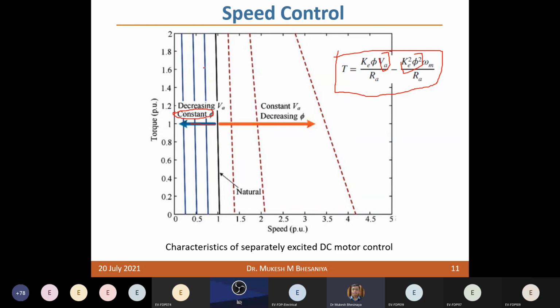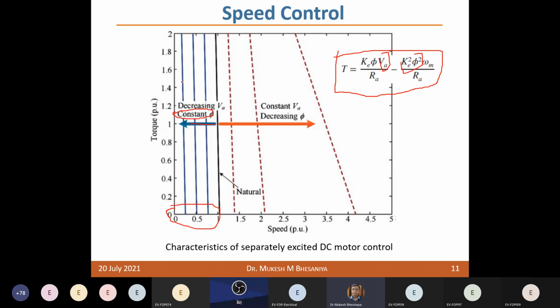So I hope this is clear, right? You will have a different torque speed characteristic. So at no load, you see, when torque is 0, these are the speeds at no load, and then with the increase in the torque, the speed will reduce. Okay, so these are the characteristics for the given voltage.